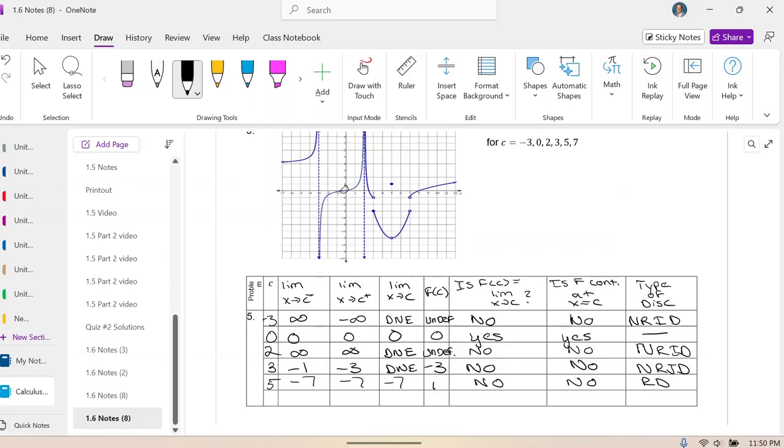Alright, then at 7, from the left it goes to -3, from the right to -1. The limit doesn't exist. The function value is undefined because they're both open circles, and it's no, no, and this would be a jump.